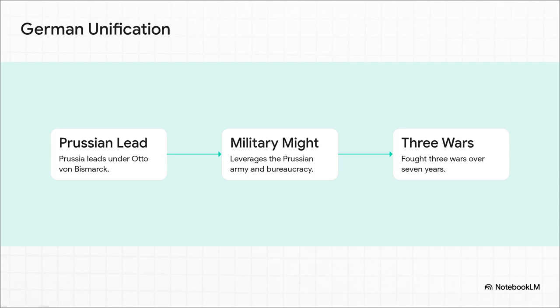Step 1. Prussia takes outright leadership under its brilliant and frankly forceful chief minister, Otto von Bismarck. Next, completely bypassing democratic parliaments, Bismarck leverages the sheer might of the Prussian army and bureaucracy. Finally, spread out over a grueling 7-year period, Prussia fights 3 major wars, taking on the armies of Austria, Denmark, and France. Methodically, step by step, Bismarck successfully incorporated those small, fragmented kingdoms into one massive, powerful nation-state.